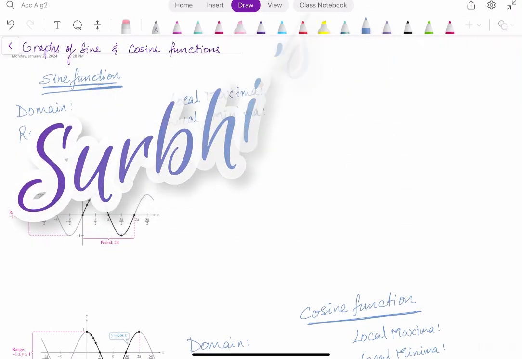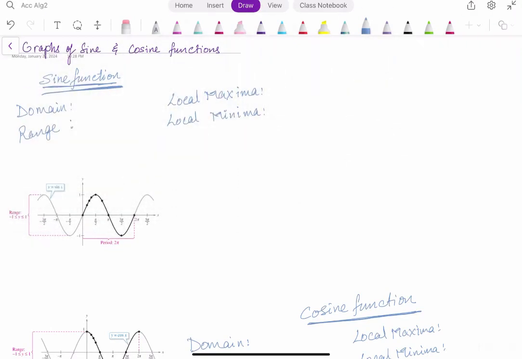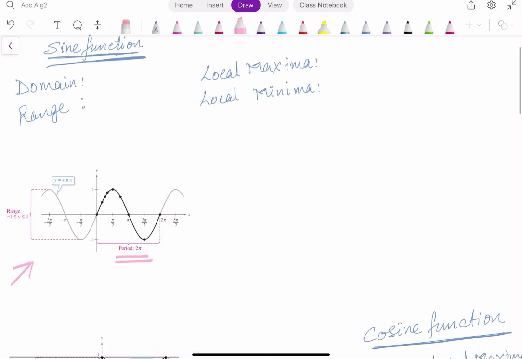Welcome back. Today we will be talking about graphs of sine and cosine function. And graphs of sine and cosine function, they are related to each other in many ways. So when we are talking about the graphs of sine and cosine function, as you can see from the graph, it has a wavy curve, right?